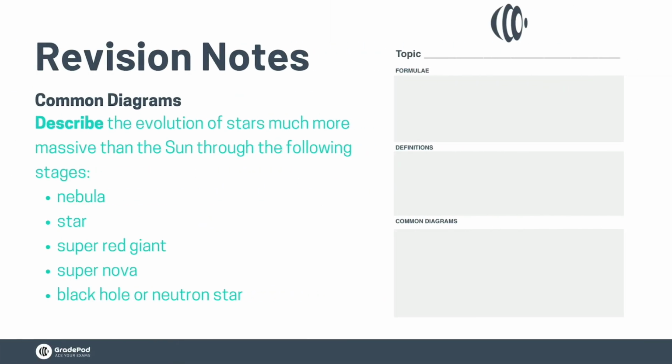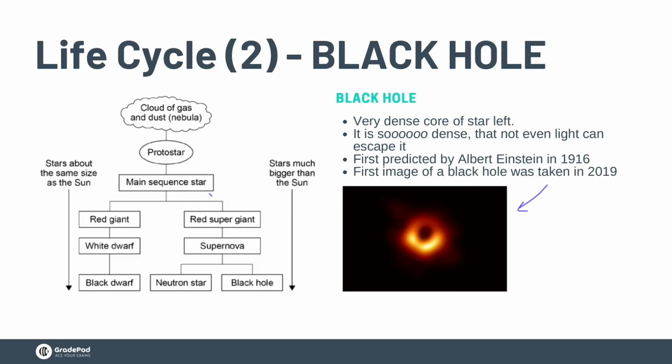Right, let's head to our revision notes. We've already got the common diagram in here. But what I'd like you to do is annotate that common diagram, so this side, just to give little notes about the things we've learned about a red supergiant, a supernova, a neutron star, and a black hole. Don't overdo it, just stuff that you might need in the exam.